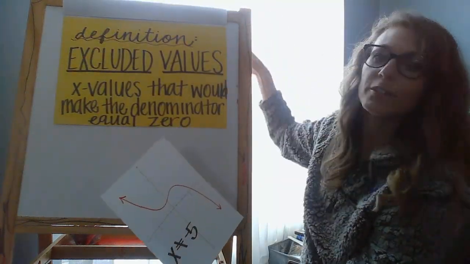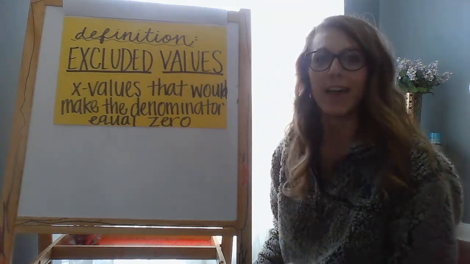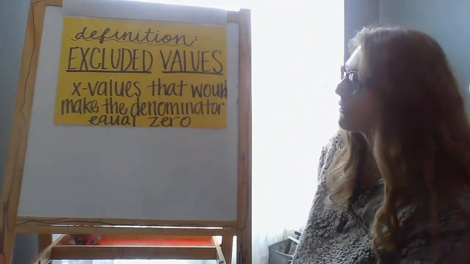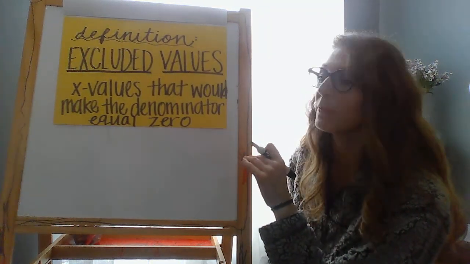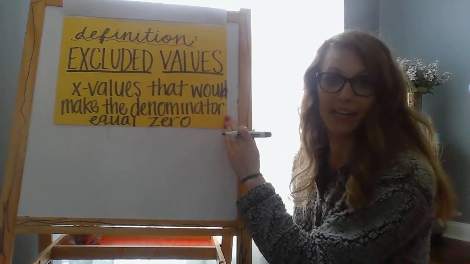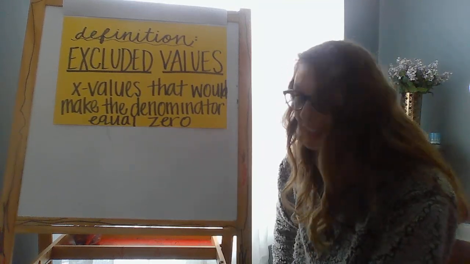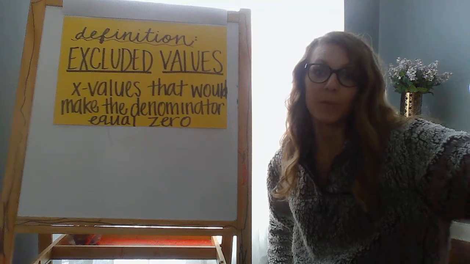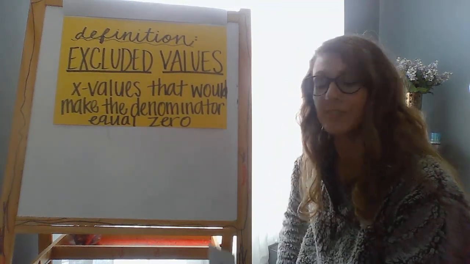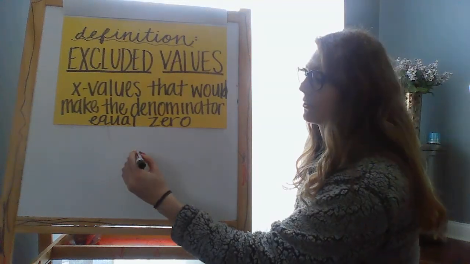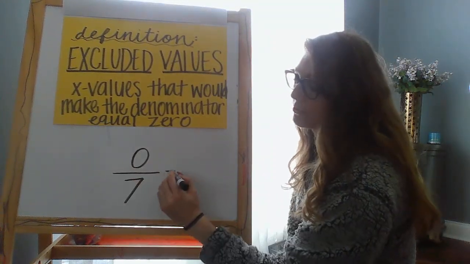So take a moment on your notes and let's just write down this definition. What is an excluded value? So an excluded value is an x value that would make the denominator equal 0. So it's specifically the denominator that we're worried about equaling 0. You can have a numerator of 0. If you try typing in your calculator something like 0 divided by 7, you just get 0.